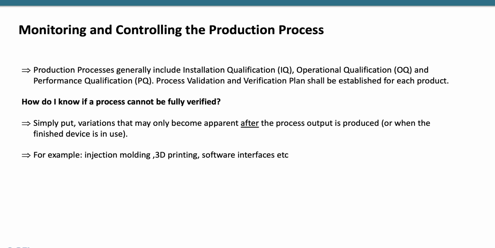So, what kind of processes cannot be fully verified? Those processes where the outcome is not single, where there are variations to those outcomes during the production stages or during use of finished devices. Examples of such processes, as I mentioned here, are injection molding, 3D printing, and software interfaces. All those processes cannot be fully verified, and we need additional validation for these processes.